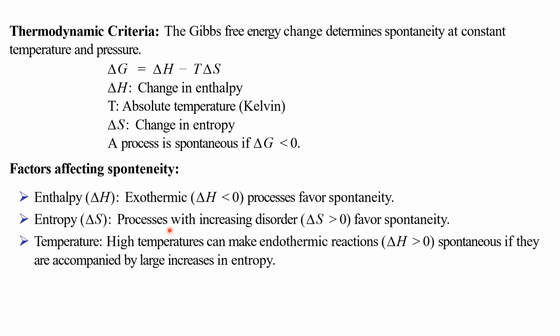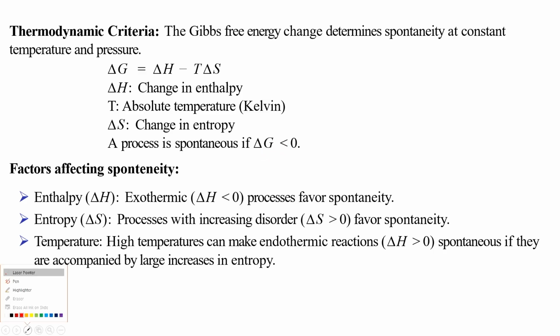So, thermodynamic criteria: the Gibbs free energy change, which we will discuss later also, determines spontaneity at constant temperature and pressure. So delta G is nothing but delta H minus T delta S, where delta H is the change in enthalpy that we discussed in Thermodynamics-1, and delta S is the change in entropy. We will discuss the concept of entropy later, and T is the absolute temperature. So a process is spontaneous if delta G is less than 0.